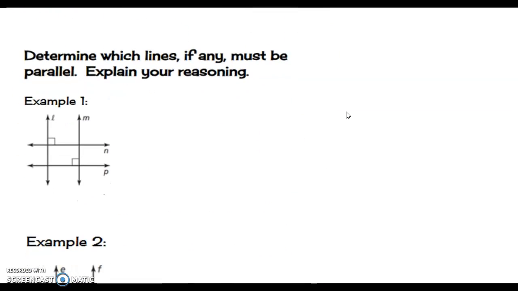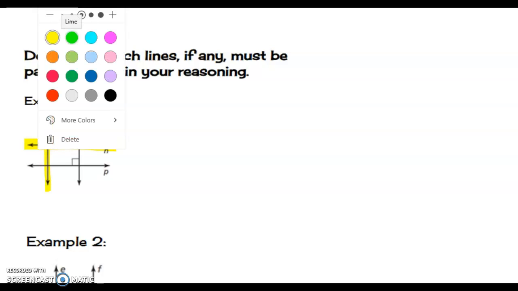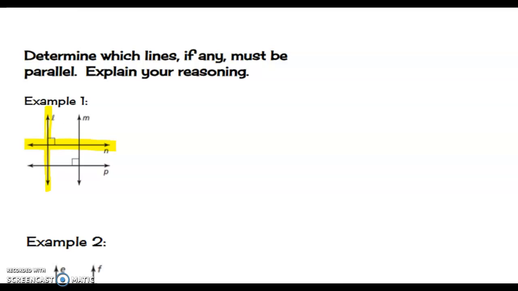So example 1 says, determine which lines, if any, must be parallel. So I like to use a highlighter here. So for example, N is perpendicular to L. So I'm going to highlight the two. Those two are perpendicular to each other, the two lines I highlighted in yellow. All right, let's highlight what else we see going on here. So P is perpendicular to M.